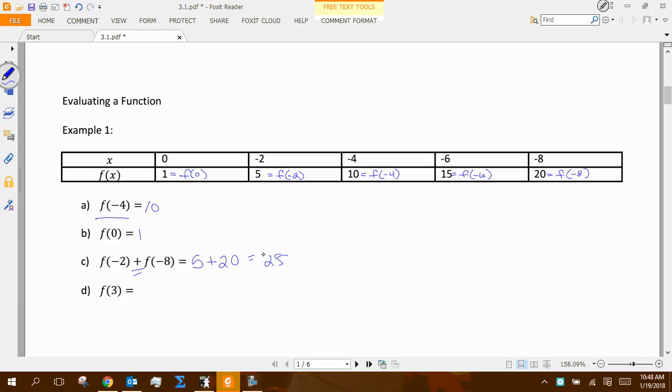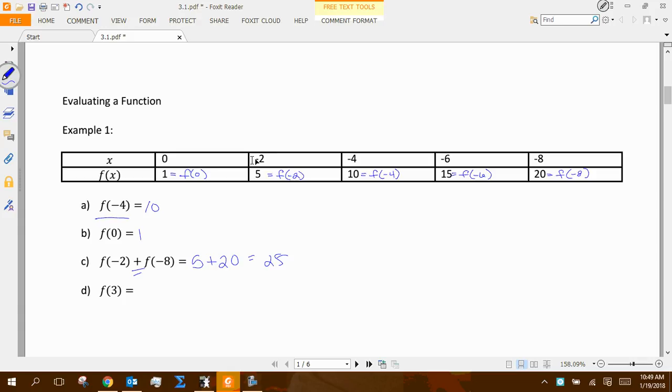We can subtract them, multiply them, divide them, we can do all the operations that we've ever done with anything else, because essentially we're doing addition, subtraction, multiplication, or division with output values, with numerical quantities. The next one says f of 3.